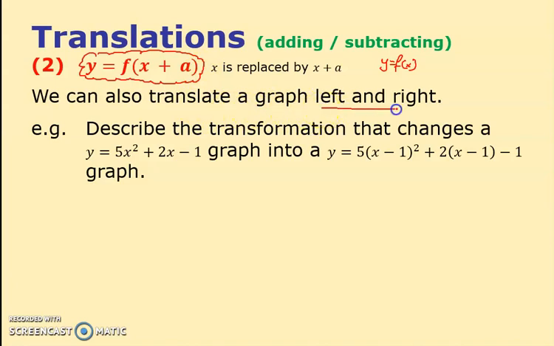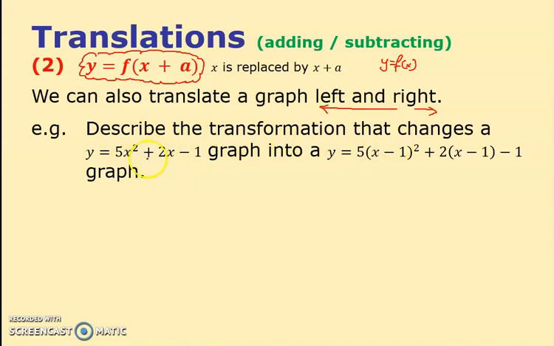So, very important that you suss this. When it's in the brackets, it's going to do things to it left and right. And weirdly, when it's in the bracket, it kind of does the wrong thing. And I always just explain that, because on the face of it, f of x plus a, you'd think the plus would move it to the right. Turns out it doesn't. Turns out it moves it the other direction. So anyway, let's have a look at this question.